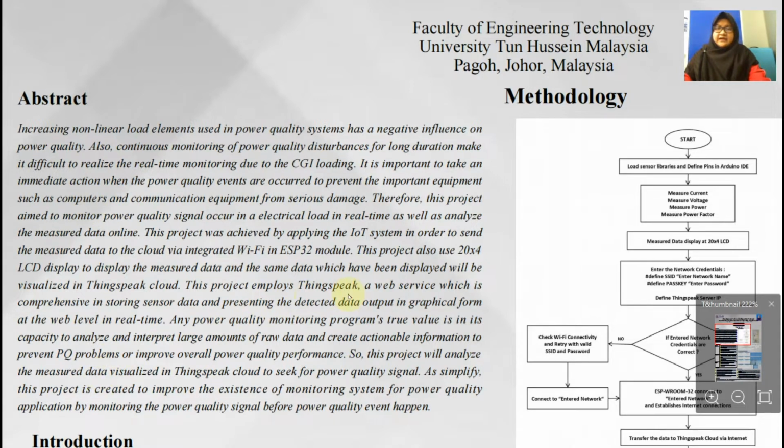This project employs ThingSpeak, a web service which is comprehensive in storing sensor data and presenting the detected data output in graphical form at the web level in real time. Any power quality monitoring program's true value is in its capacity to analyze and interpret large amounts of raw data and create actionable information to prevent PQ problems or improve overall power quality performance. So this project will analyze the measured data visualized in ThingSpeak Cloud to seek for power quality signal as simplified. This project is created to improve the assistance of monitoring system for power quality application by monitoring PQ signal, or power quality signal, before power quality events happen.